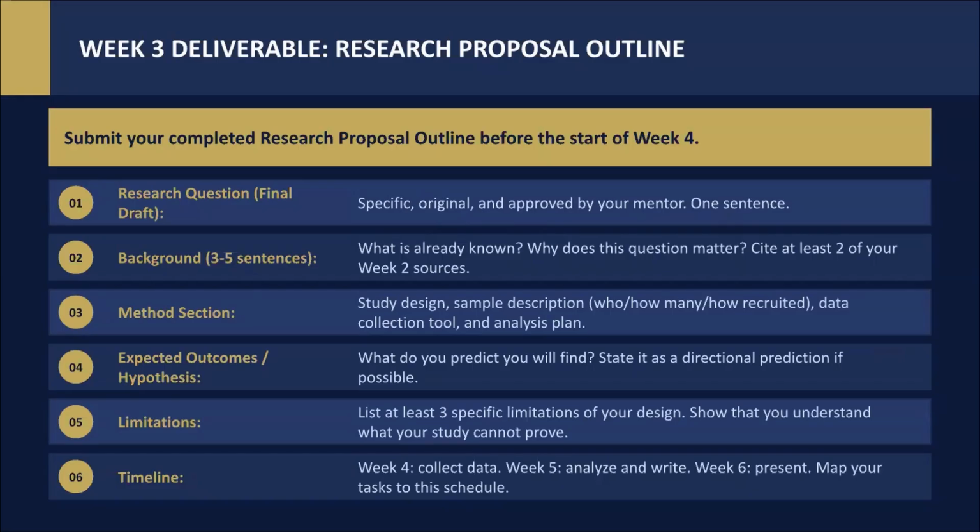And then number 3, method section: study design, sample description (who, how many people were recruited), data collection tool, and analysis plan. Number 4, expected outcomes and hypothesis. What do you predict you will find? State it as a directional prediction, if possible. Number 5, limitations. List at least 3 specific limitations of your design. Show that you understand what your study can't prove.